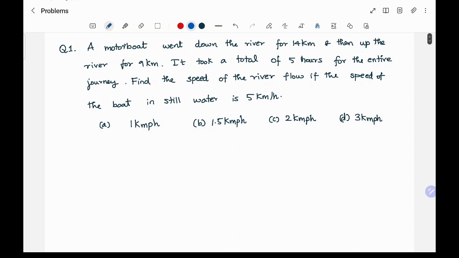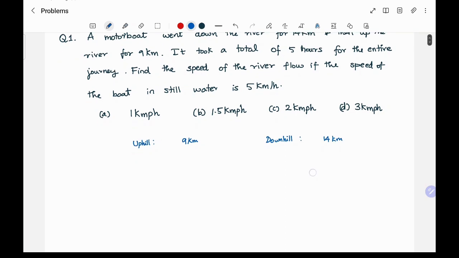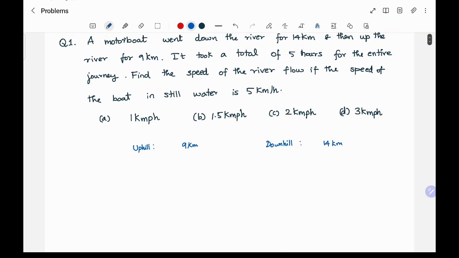Okay, so let's just write down uphill. So it goes 14 kilometer. Oh, it's down the hill. So up the hill it goes for 9 kilometer. Downhill it goes for 14 kilometer. And speed of the boat, so SB, is 5 kilometer per hour. And speed of water we need to find out. Speed of the river we need to find out.